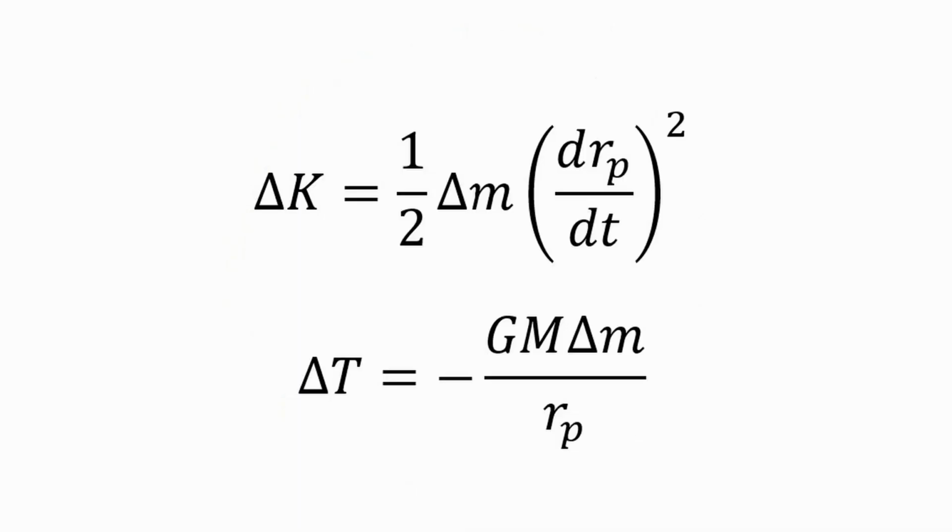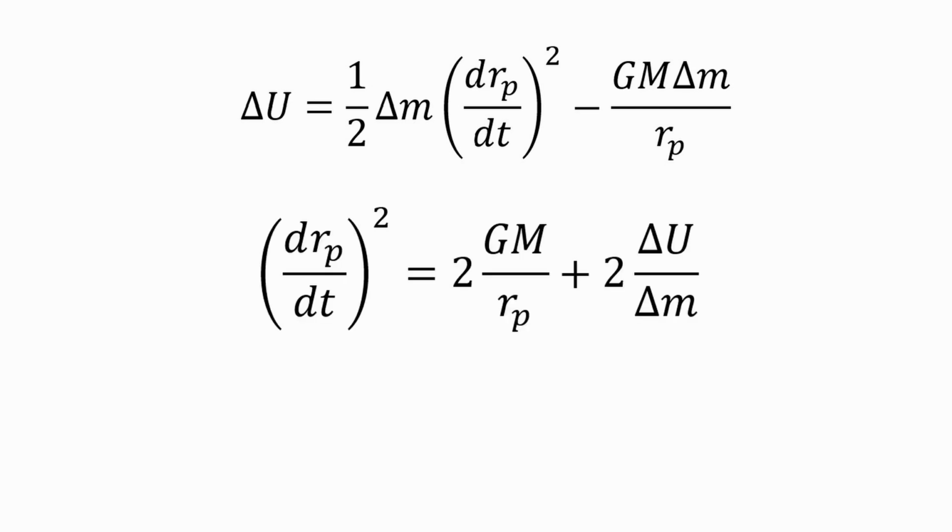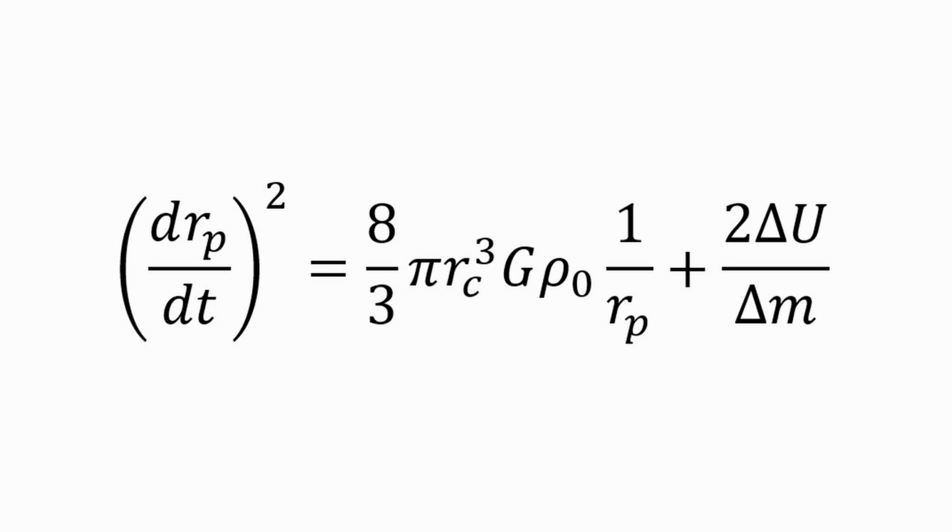The total energy of the shell is made of the potential energy delta T and the kinetic energy delta K, where capital M is the mass inside the sphere. The total energy for the shell delta U becomes, which can be rewritten as, the mass M can be related to the current density based on the comoving sphere radius as, which when replaced in the previous equation yields.